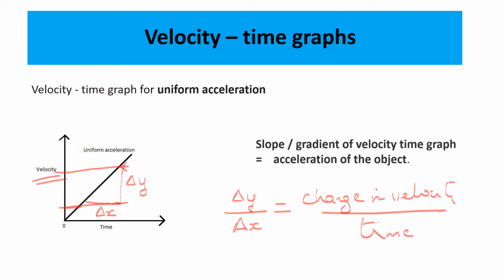What is change in velocity divided by time? That is equal to acceleration. Therefore, if you take the slope of a velocity time graph, you will get the acceleration of the object at that interval.